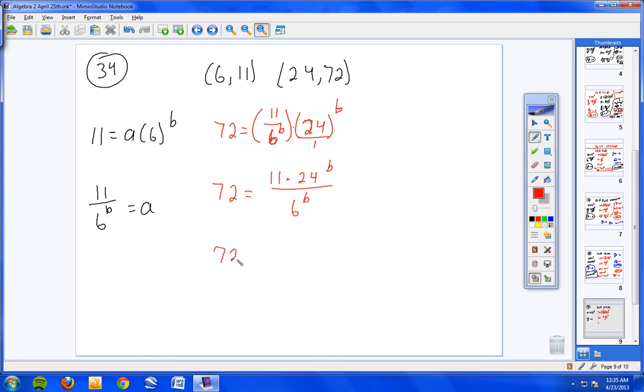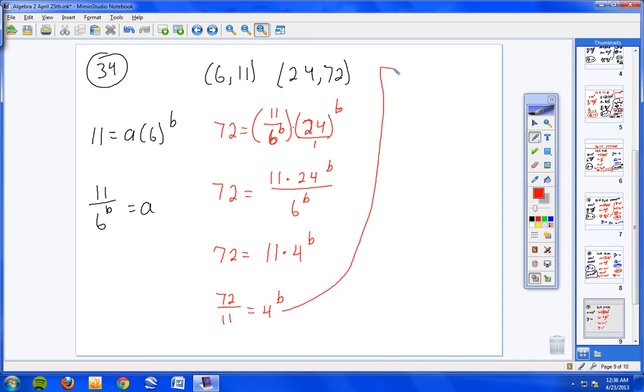Now what else I've taught you is whenever you're dividing unlike bases with the same exponent, you divide those bases and bring the exponent down. So I would have 11 times 24 divided by 6, which is 4, to the b power. Now we're solving for b, so you want to get the base and the unknown exponent all by itself. So we're going to divide both sides by 11. That's 72 over 11 equals 4 to the b power.